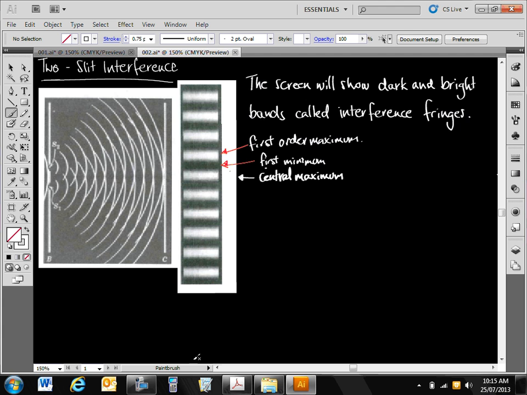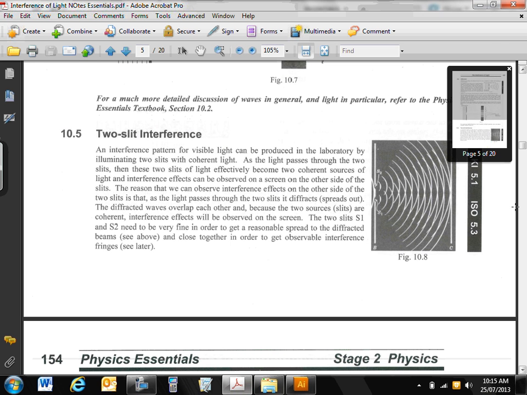Yeah. Okay, I'll just get a picture of the Young's double slit interferometer.